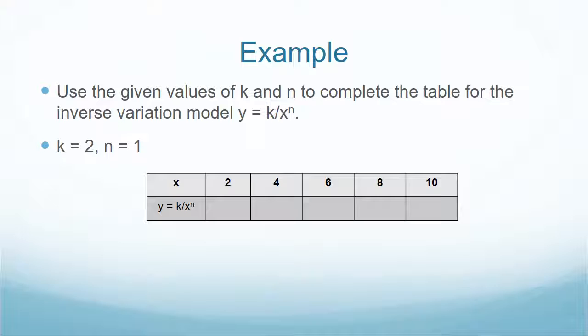Now we're going to do a similar problem to what we did a couple minutes ago. This time we have k is 2 and n is 1. And this is an inverse variation, so we have y = k/x^n. Pause the recording, see if you can do these, and resume to check your answer.